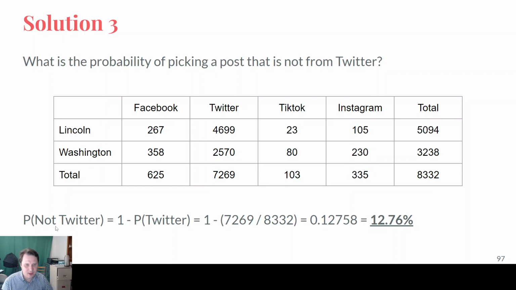So I said, what's the probability of not Twitter? That's 1 minus the probability of Twitter, because it's the complement. And so that's 1 minus 7269 over 8332. So do that decimal first. So 1 minus that decimal gives us 0.12758. So non-Twitter posts are 12.76% of the population.